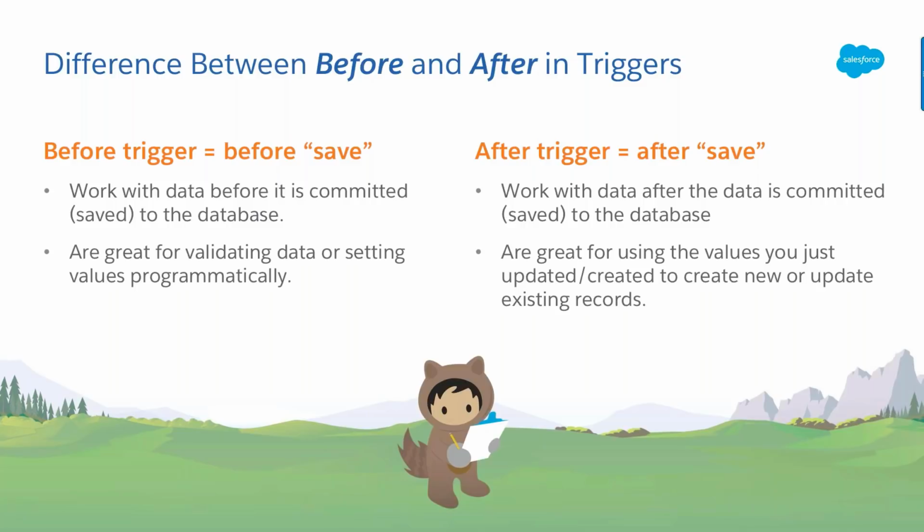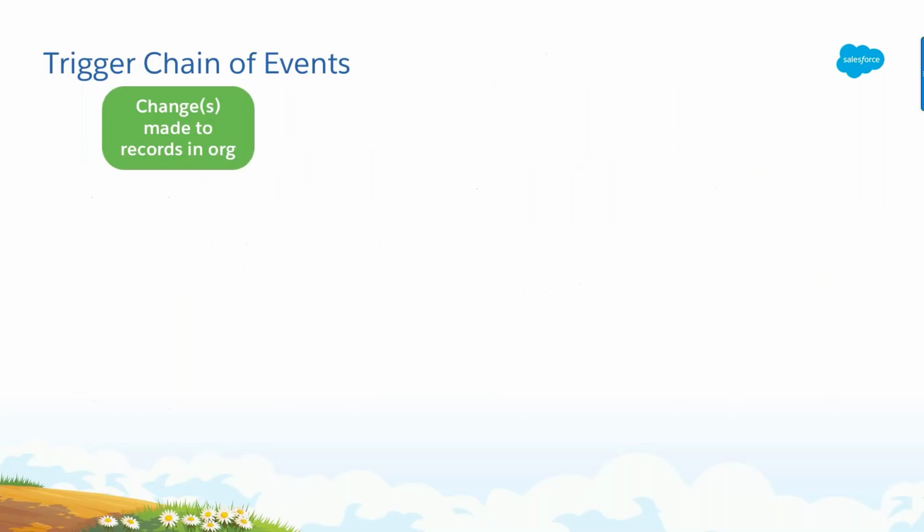It's great because unlike validation rules, which have limitations, your triggers can validate based on any data within your org or even with external systems. They are very, very powerful. And then after triggers, like the one that we'll see later on in my demo, are great for doing something related to the records that you just inserted or updated into your org. So for example, if you're trying to create a series of related records, then you can do that really easily with a trigger.